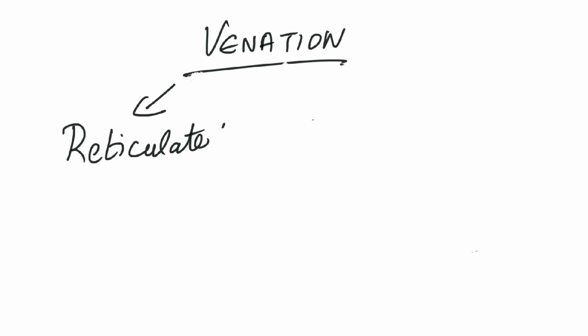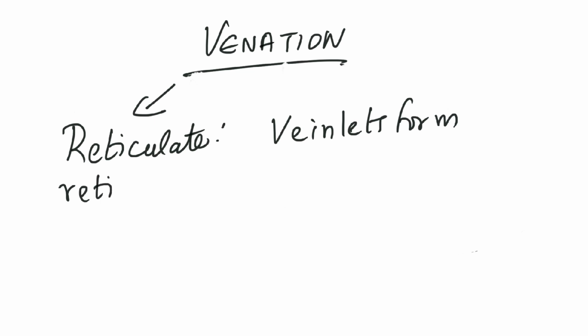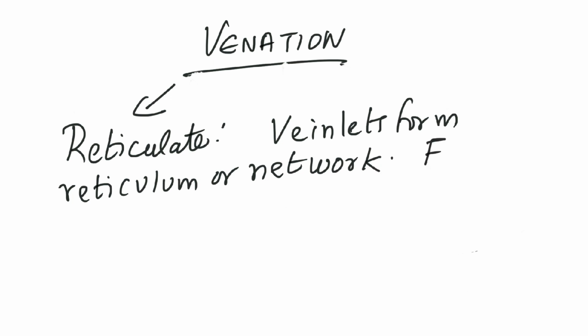We begin with reticulate venation, and the word itself indicates the key difference of this kind of venation. That is, the veinlets, that is the small veins or the branches of veins, form a reticulum, that is a network. So if you look at reticulate leaves, you can see that the veinlets are forming network-like patterns on the blade, on the lamina of the leaf, on the broad part of the leaf.